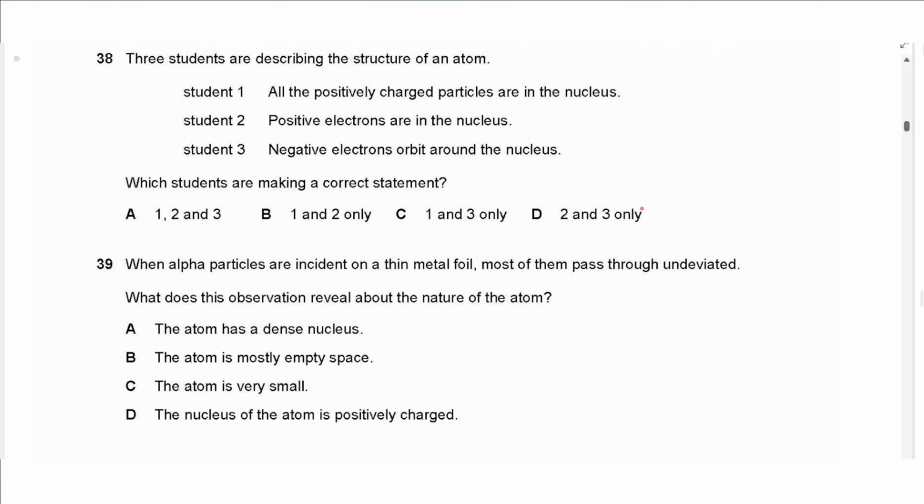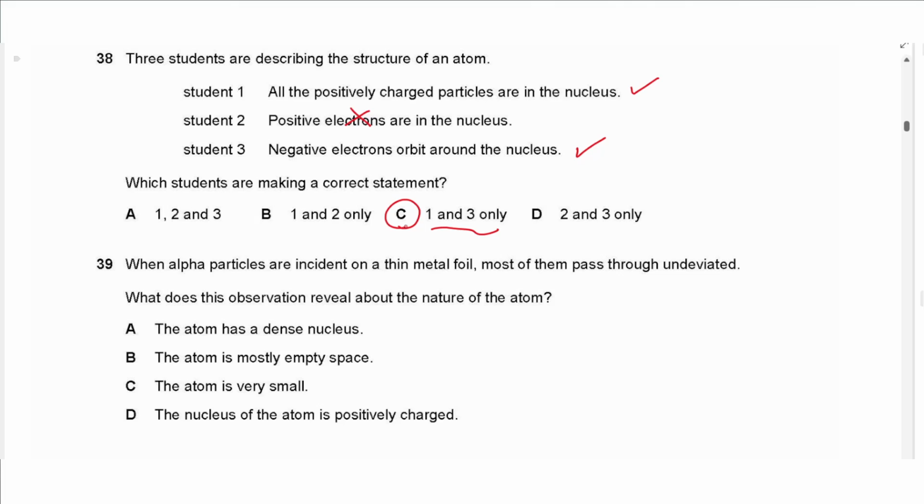Question 38 says 3 students are describing the structure of an atom. Student 1 says all the positively charged particles are in the nucleus. Yes. Student 2 says positive electrons are in the nucleus. No, electrons are not positive and are not in the nucleus. Student 3 says negative electrons orbit around the nucleus. Yes. So which statements are correct? So that's 1 and 3 only. So the answer is C.